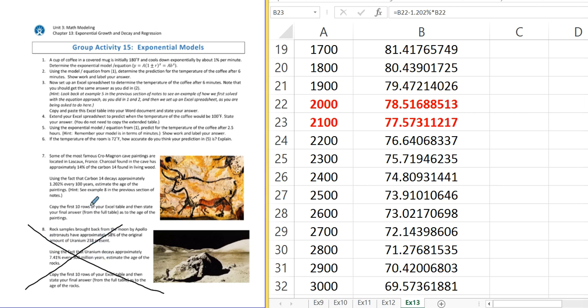This would have been a lot like the carbon-14 one. It's just using a different substance called uranium-238, and it has a different decay model. It decays 7.41% every 500 million years. So this is for dating things extremely old. This was a moon rock that I was going to have you look at here. So you will omit that one if you're my students, and you will just be doing 1 through 7 in group activity 15.